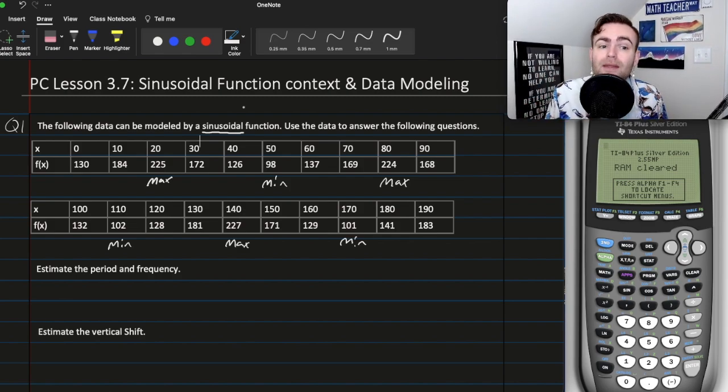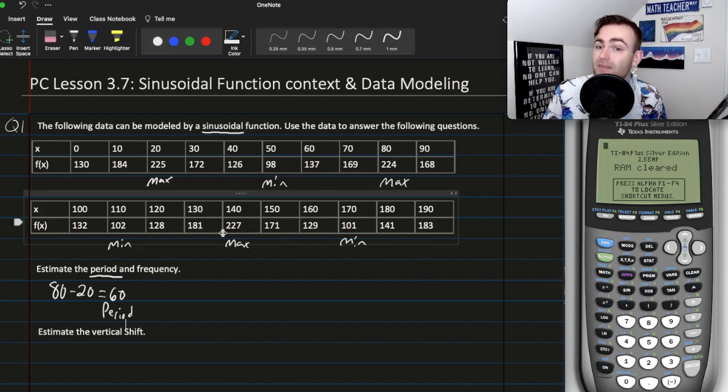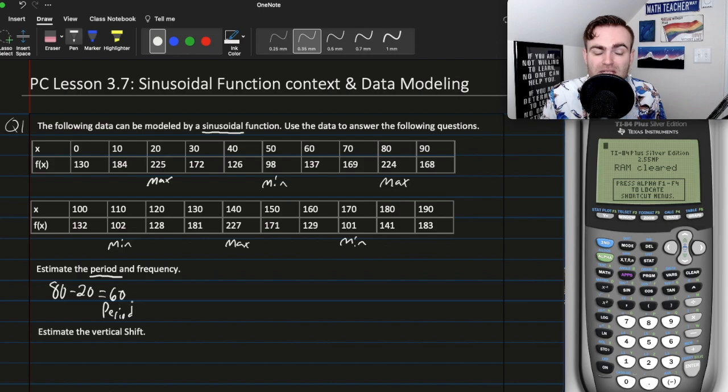The period. How long does it take the function to repeat itself? Well, one way to look at period is to look at max to max. One max happens at 80, one max happens at 20, so 80 take away 20 is 60 for our period. And let's see if that continues. Is 60 more than this? That would be 140. That's also a maximum. So that makes sense, right? So the period being 60 makes sense.